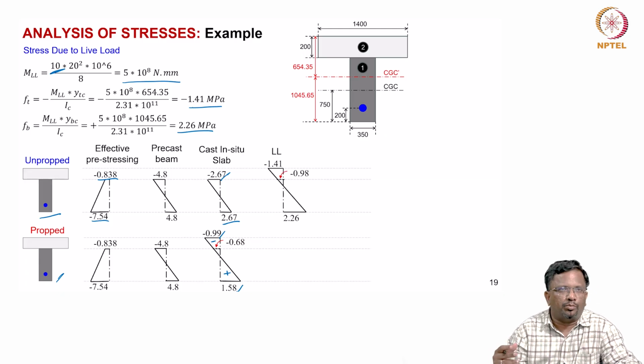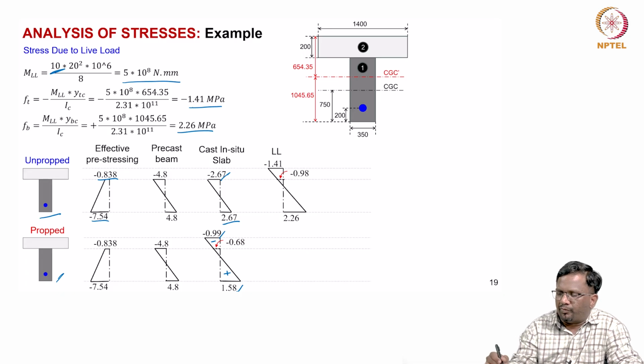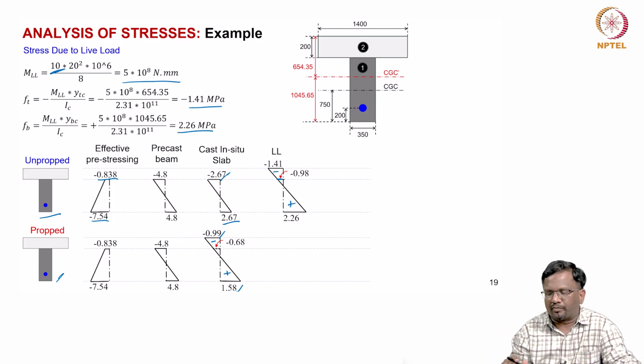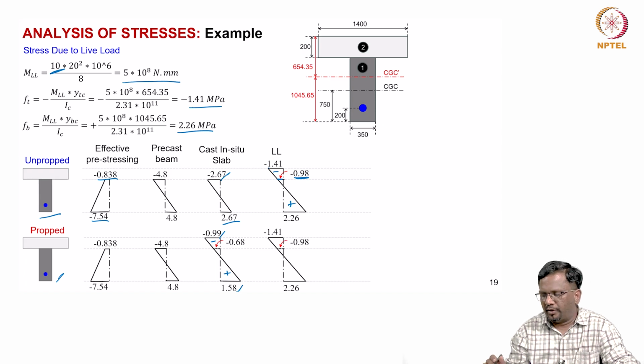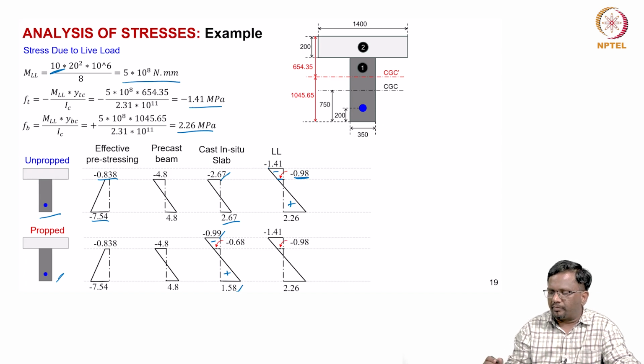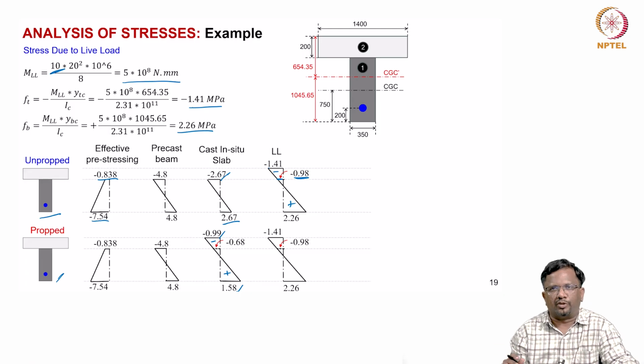Live load in both unpropped and propped cases will be resisted as a composite section only. So, I get stresses of 1.41 compression, negative and positive, and this is the value at the interface of your flange and web, that is worked out to be minus 0.98. So, when you add all of them, you see this is the stress, there is no change, either it is propped or unpropped, live load will be resisted by the composite section properties.